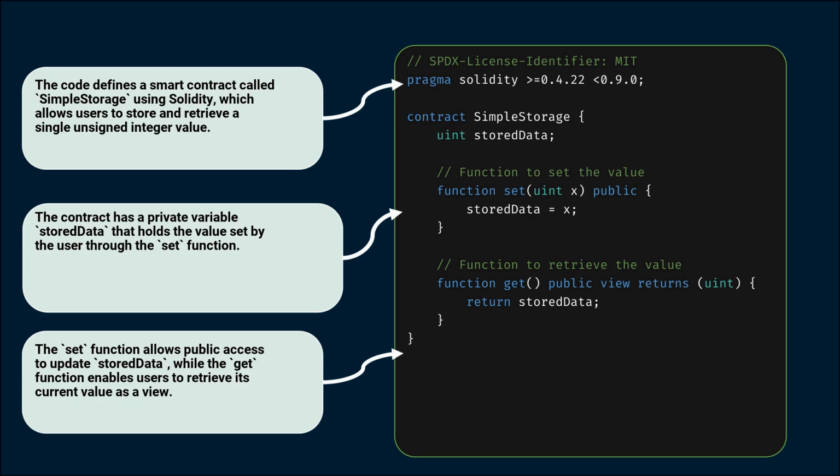Now let's see how we can add functionality. We define a set function that takes an unsigned integer as input, allowing users to store a new value in storedData. This function is marked as public, making it accessible from outside the contract. Moving on, we add a get function that returns the current value of storedData. This function is tagged as public view, indicating that it does not change the contract state and can be called by anyone at any time. This simple yet powerful setup provides a clear understanding of how to interact with data on the blockchain, forming a fundamental building block for more complex decentralized applications.